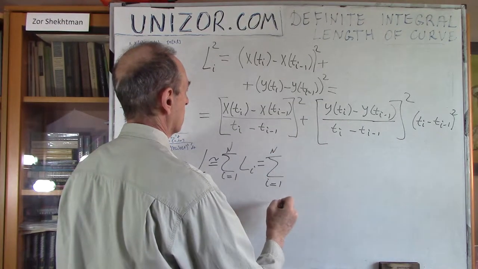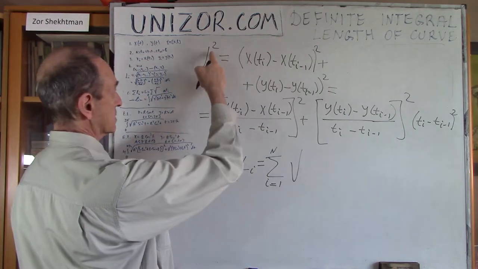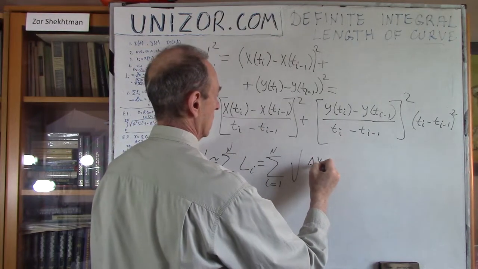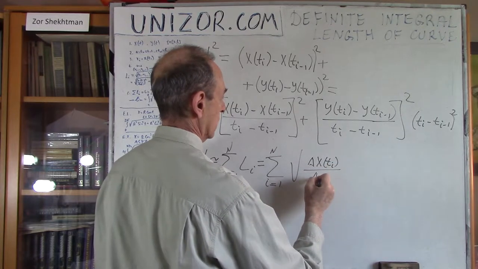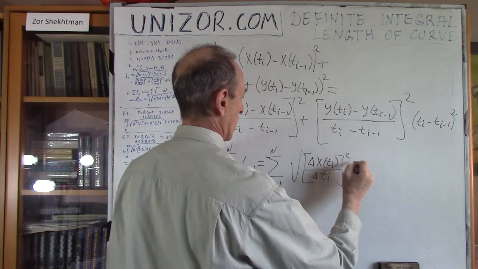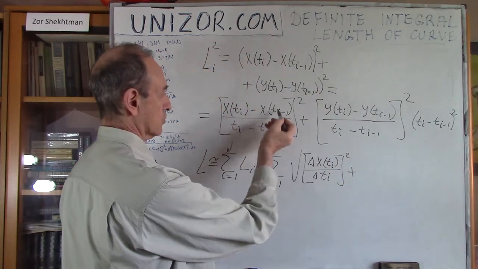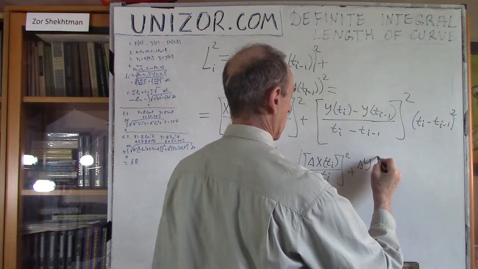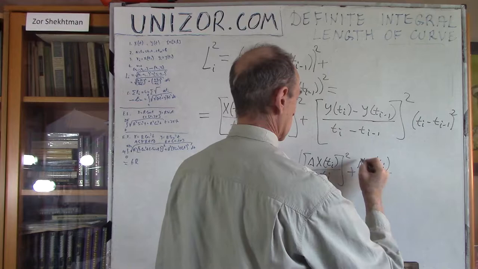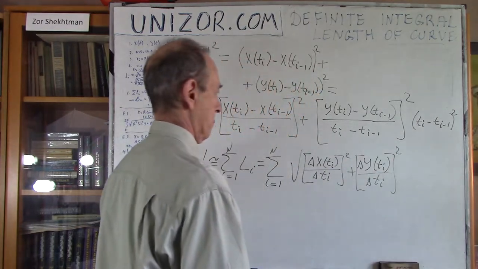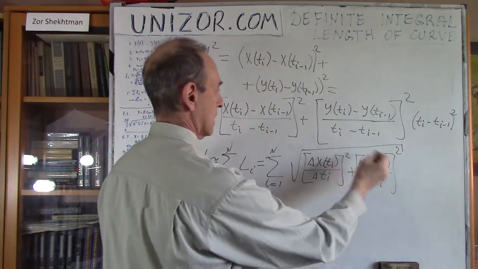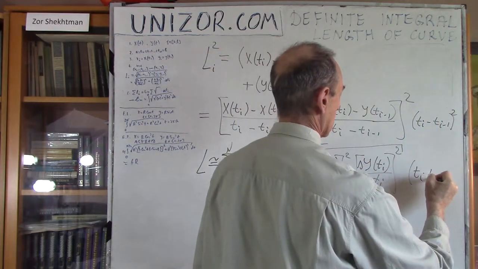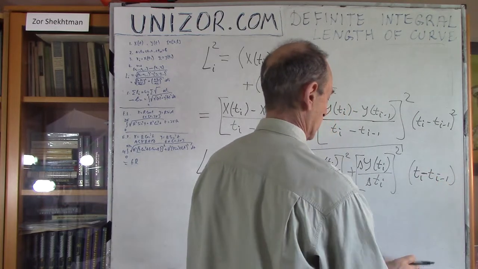that would be the sum from i equals 1 to n of the square root. Now this is square, right? So I have to do the square root. Square root of what is this? This is delta x of ti divided by delta ti square plus, this is the increment of the function divided by increment of the argument, right? So that's what derivative is. Delta y of ti divided by delta ti square. Now, since this is the square and I'm doing the square root, it goes ti minus ti minus 1, which is actually delta ti.